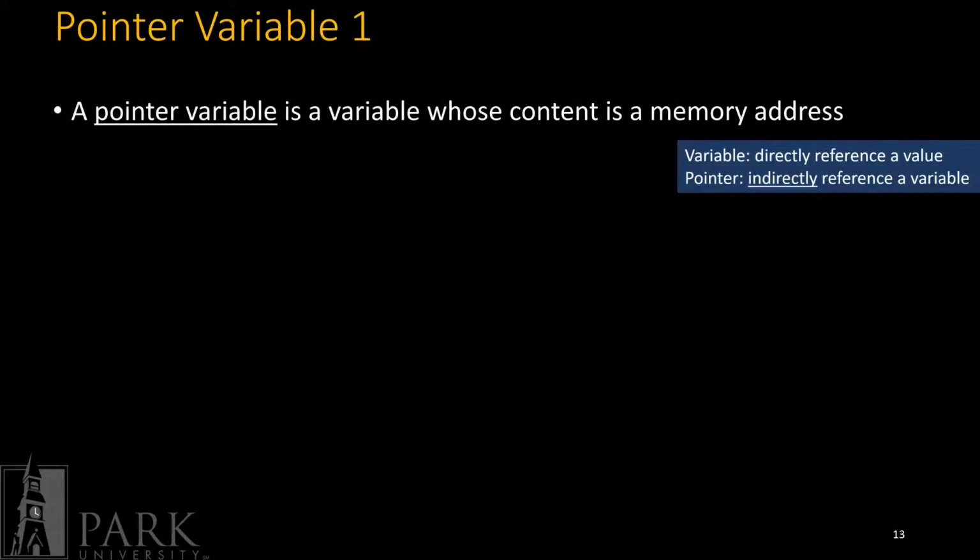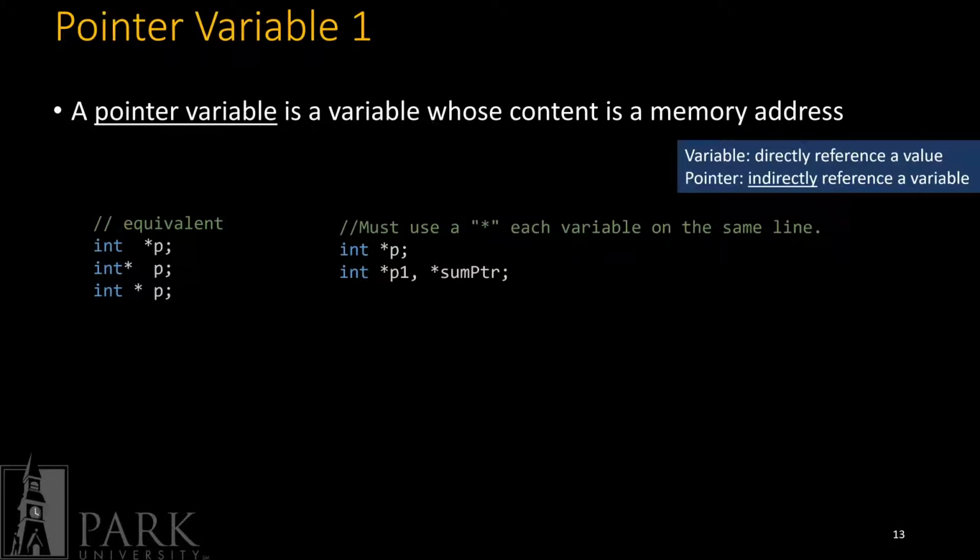Now that you have a better understanding of what a pointer is, let's talk about how to use them. You may declare a pointer variable in any one of three equivalent styles. If you declare multiple pointer variables in one statement, remember to have an asterisk before each pointer variable, like that. So you can see here we have int pointer p1 and int pointer sumPointer. This is critical: you put an asterisk before each variable. It is not enough to have int *p1 and then just sumPointer without that.